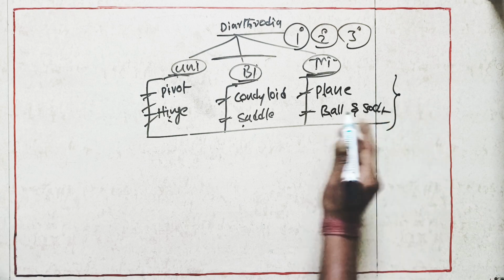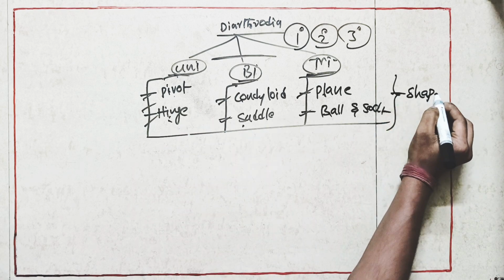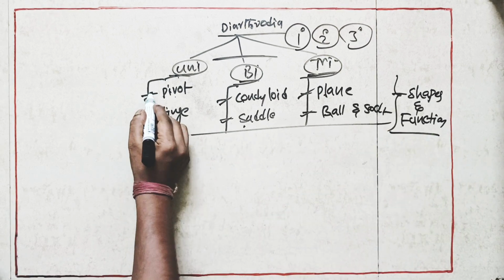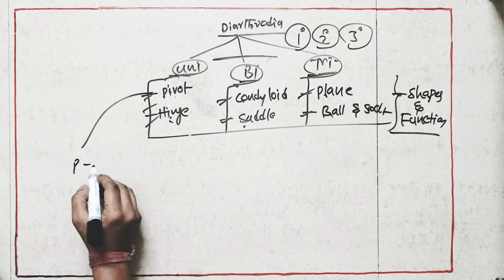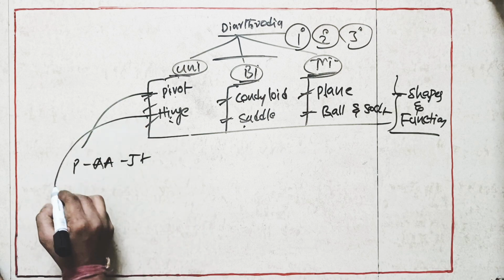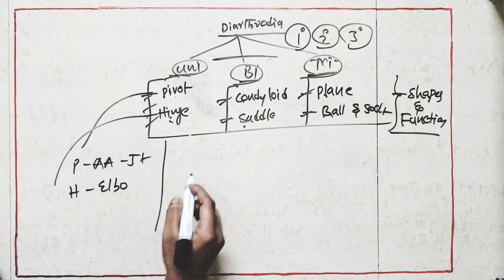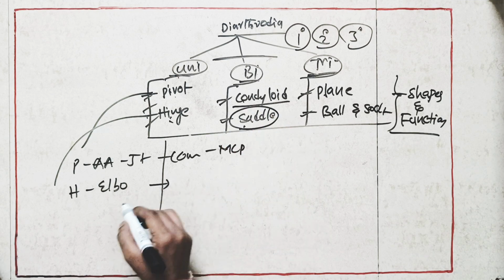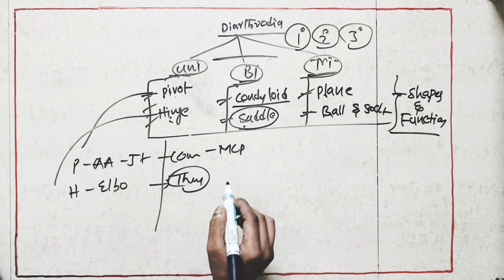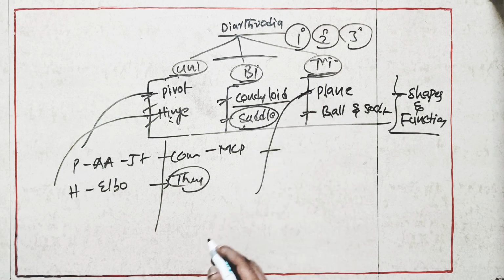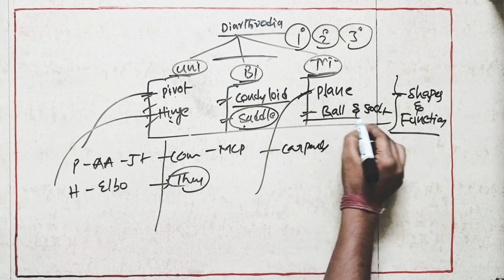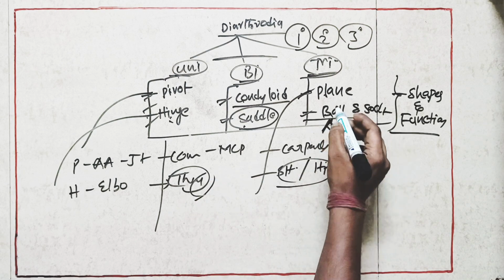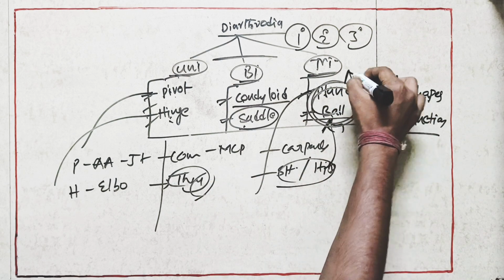These are the types based on the shapes and function. These are the examples. Suppose if we take pivot joint, what is the pivot joint example? Atlantoaxial joint. Hinge joint example, elbow joint. Here condylar joint example, MCP, metacarpophalangeal. Here saddle joint example, thumb. Simply we can tell thumb joint is the example. Here plane synovial joint example, joints between carpals. Ball and socket example, shoulder joint or hip joint. So these are the examples for these varieties. These are the examples for this classification.